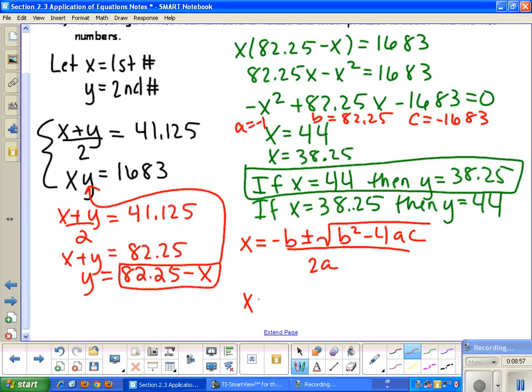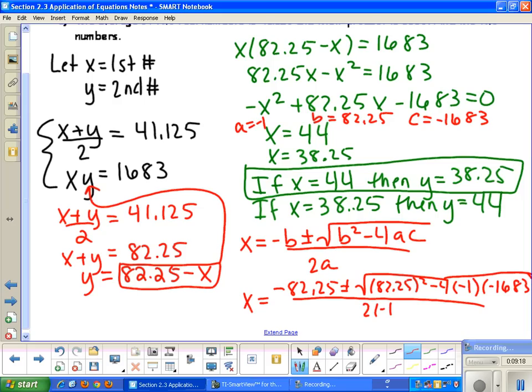1683, and then I would plug it in and get x is equal to negative 82.25 plus or minus the square root of 82.25 squared minus 4 times negative 1 times negative 1683, and that's all underneath the square root, all over 2 times negative 1. Then, of course, I would simplify that. When I simplify using my calculator, which you could check on your own, you should get 44 and 38.25. Remember, when you're doing these problems, don't round your answer until the very end, because if you round this radical part here, your solution might be off from what we got.